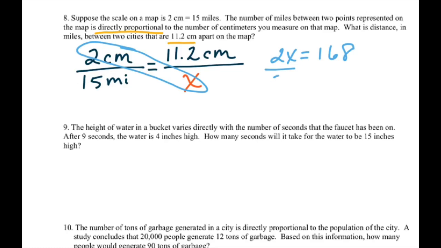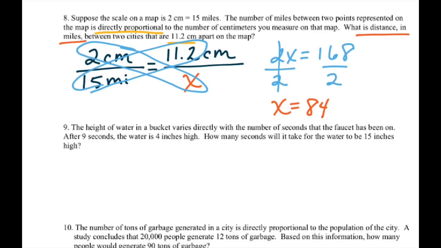To solve for x, we divide by 2, and we divide by 2. So we did one side of the proportion equals the other side of the proportion. So we set up 2x equals 168. Get x by itself by dividing by 2. So my final answer is that x equals 84. And the question is, what is the distance in miles? So I'm going to put the word miles. Very easy. I'll try one more with you, and then you can try number 10.